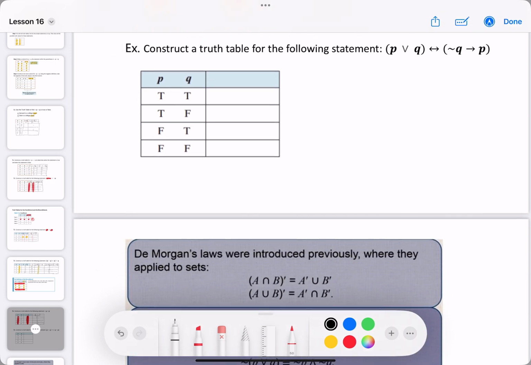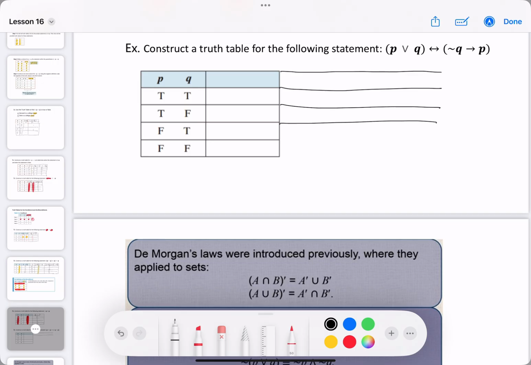Next one, construct a truth table for the following statement. Okay, this is a complex one. We have P or Q if and only if, if not Q, then P. So let's make a long truth table. The first column, I'm looking for P or Q. And the next column, I'm going to find not Q. And the next column, I'm looking for the conditional statement, if not Q, then P.